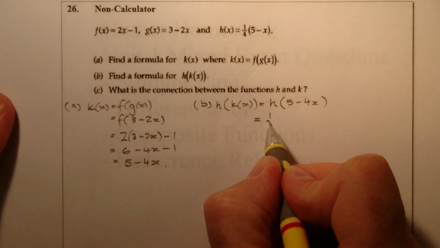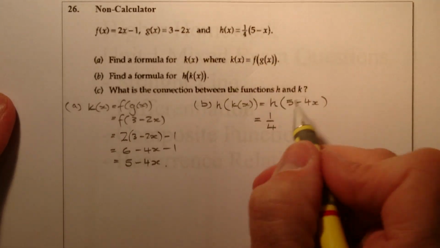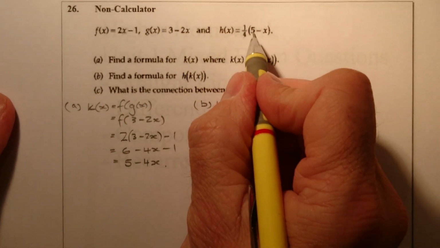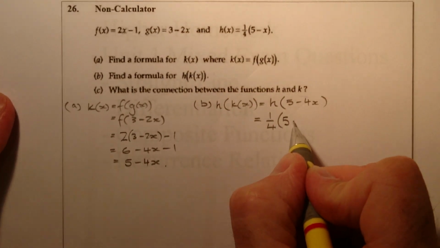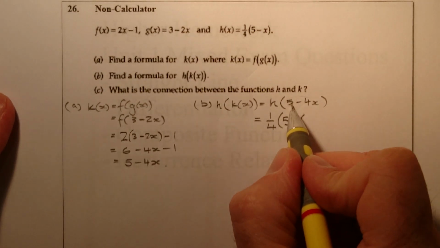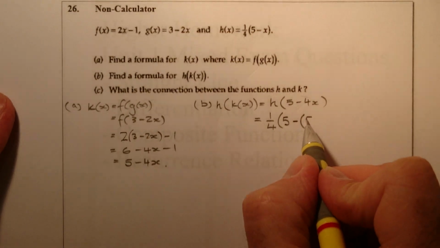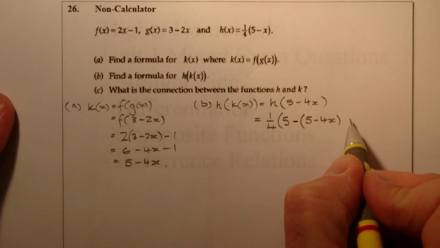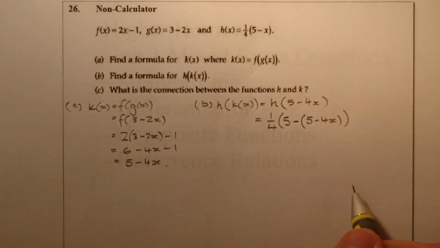So here we go. We've got a quarter. It's a quarter that's there. Opening it up, there's that 5 going here, minus, and then what we're putting into this bracket is 5 minus 4x, okay? 5 minus 4x.